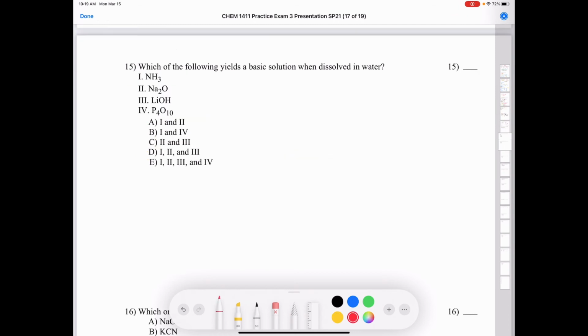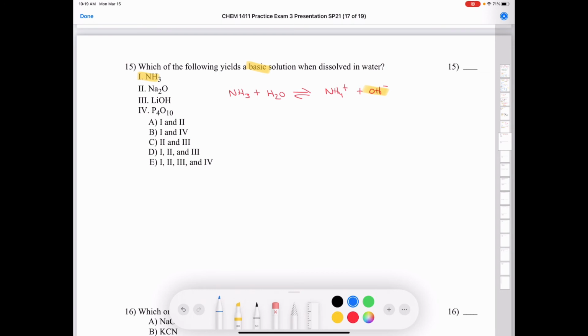Question number 15, which of the following yields a basic solution when dissolved in water? The first one is ammonia, and we know that when we put ammonia in water, it's going to partially dissociate. Ammonia as a base, it's going to be a proton acceptor. So we're going to end up with an ammonium ion plus a hydroxide. And since hydroxide is basic, that means that ammonia is going to produce a basic solution.